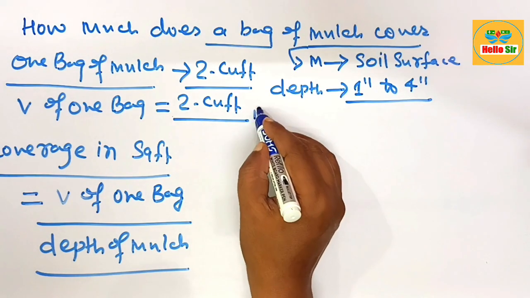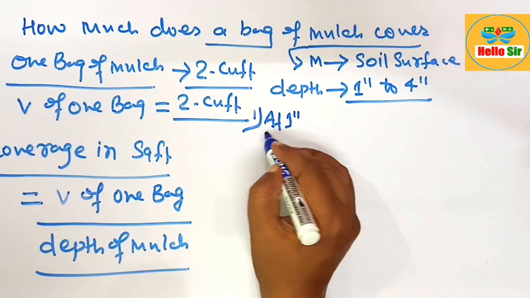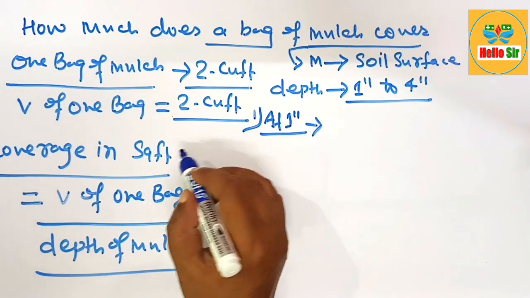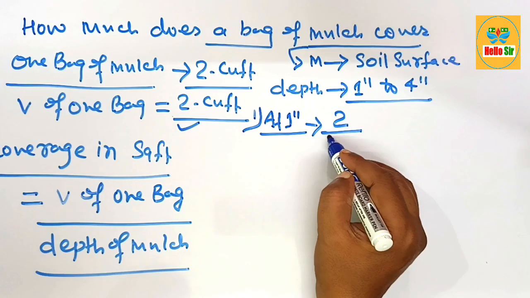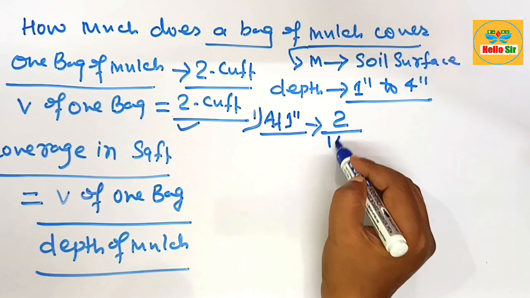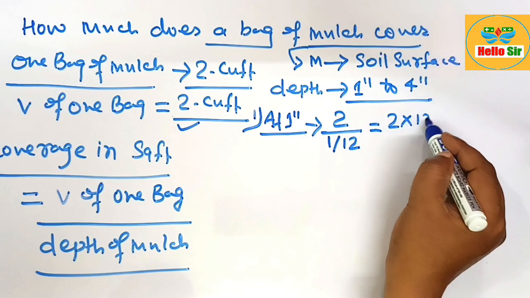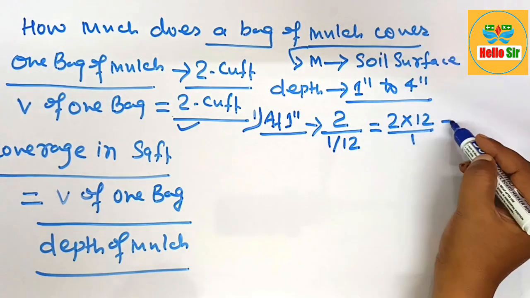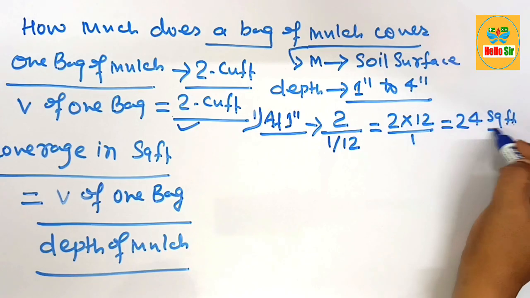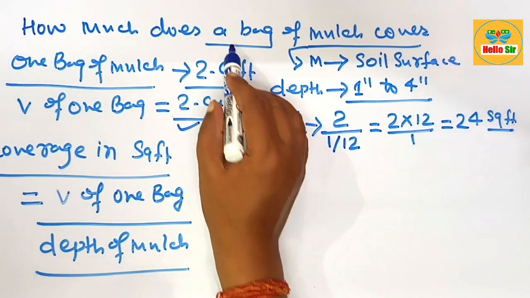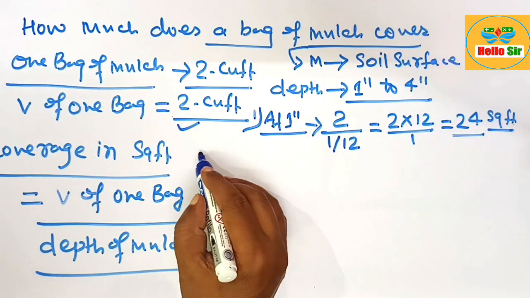First, we figure out the coverage at 1 inch of mulch. The total volume of mulch is the 2 cubic foot bag. 2 divided by 1 inch, which is 1 by 12 foot, means 2 multiplied by 12 divided by 1. This comes to 24 square foot. It means at 1 inch deep, one bag of mulch will cover about 24 square feet.